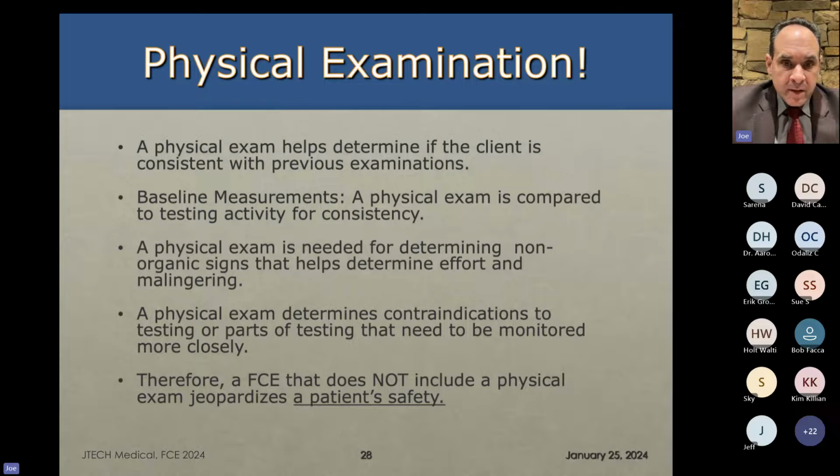I also think it's very important that you're looking for any contradictions to testing, or things that need to be monitored more closely. For example, you have a patient who's had multiple injuries and they have a spinal fusion, and you're there for the shoulder that day. If I'm not looking at the whole body and finding out their medical history, I don't want to hurt them not knowing that there's a spinal fusion there. So we want to make sure we are clearing that patient and seeing if there are any other limitations besides what they're there for. Therefore, I always say that an FCE that does not include a physical examination jeopardizes a patient's safety.